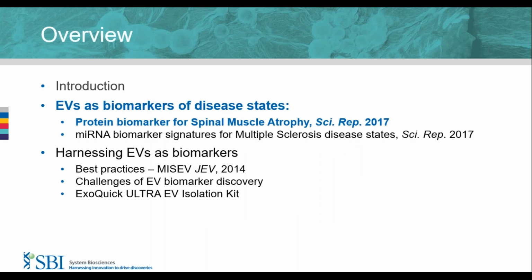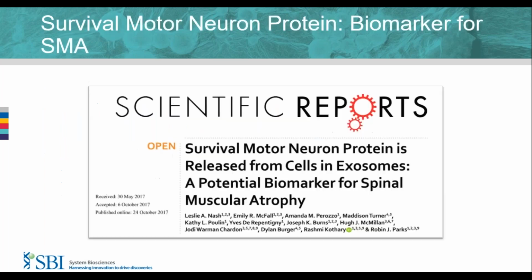So let's start with this paper where they actually assessed a biomarker for spinal muscle atrophy. This was published in Scientific Reports recently, and for those of you that are not familiar, spinal muscle atrophy is caused by homozygous mutation of the survival motor neuron 1 gene. It's a disease where the severity inversely correlates with the amount of SMN protein that is being produced.